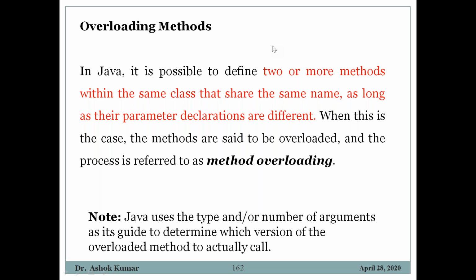But when you want to write two or more methods having the same name, there should be at least one difference in those methods in their parameters. The parameter difference can be in terms of the number of parameters or the type of parameters. So we'll discuss this with the help of one example.